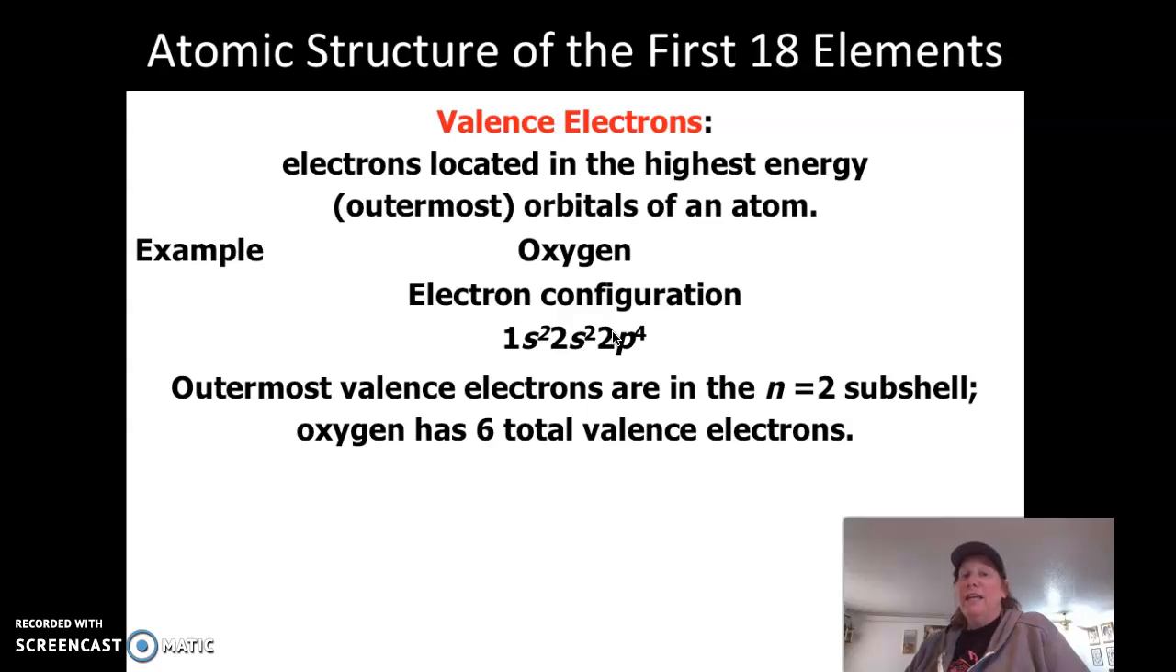Those have 3. And then they just go in order: 3. And then carbon down has 4. Nitrogen down has 5. Oxygen has 6. All the halogens, fluorine, chlorine, bromine have 7. And then you have your noble gases. They have 8. And that's how you figure out how many valence electrons they have.